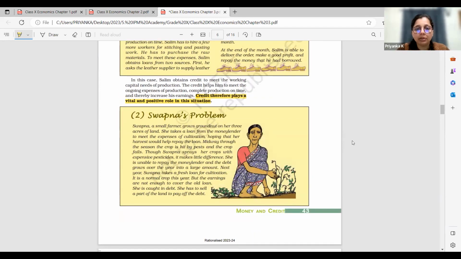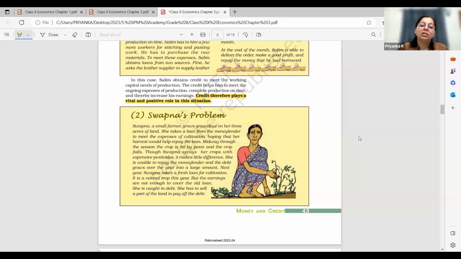There is an example given in this chapter, Swapna's problem. Swapna is a small scale farmer, and she grows groundnuts on her 3 acres of land. She took a loan from a money lender to meet the expenses of the cultivation. But midway the cultivation got affected. The crops were hit largely by pests, etc., and the crops failed.